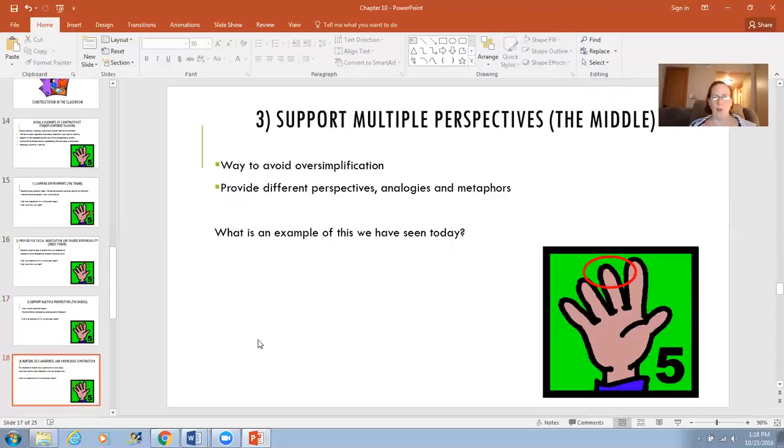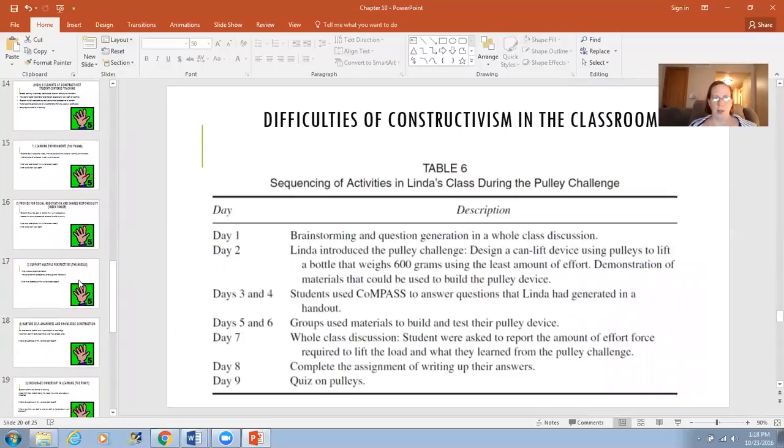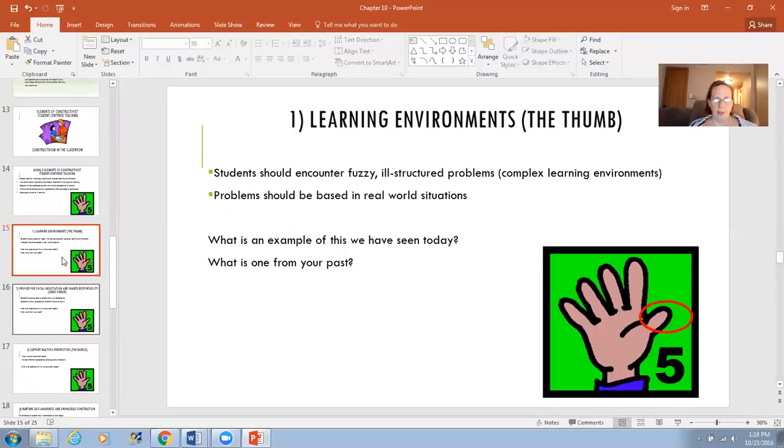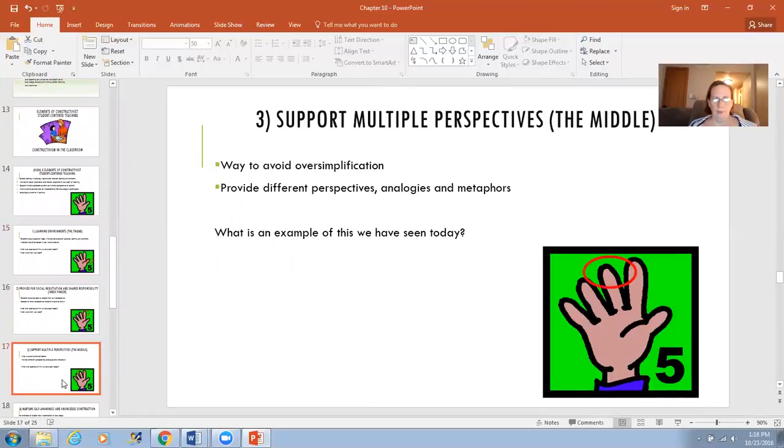So in posing these questions, to help you become more self-reflective. Okay. So the third element in our high 5 is to support multiple perspectives, and this is the middle finger.